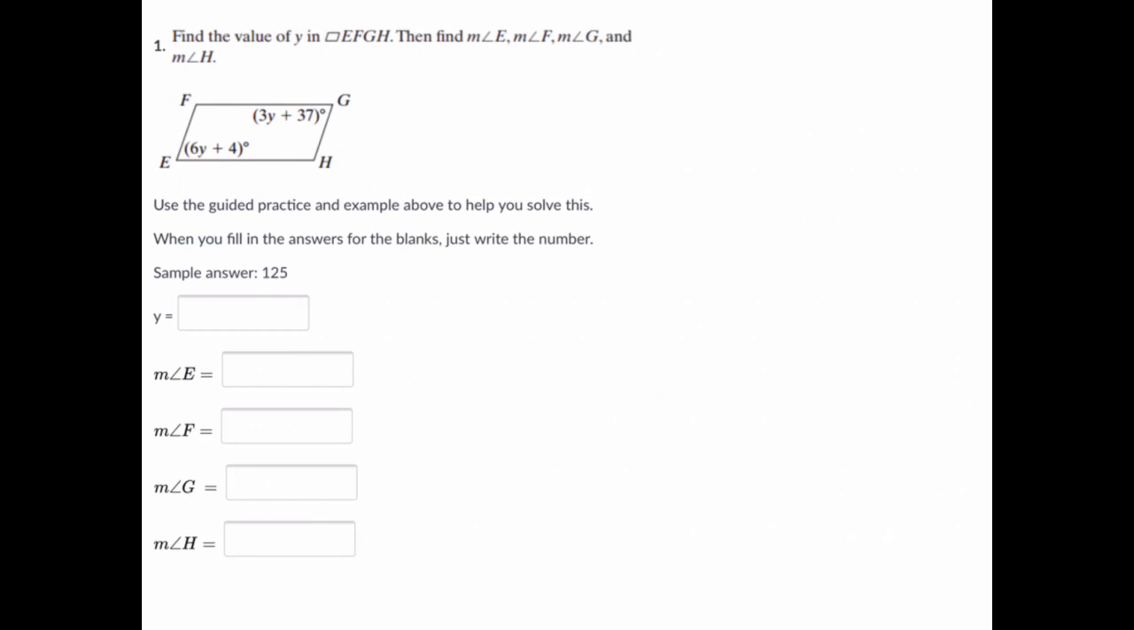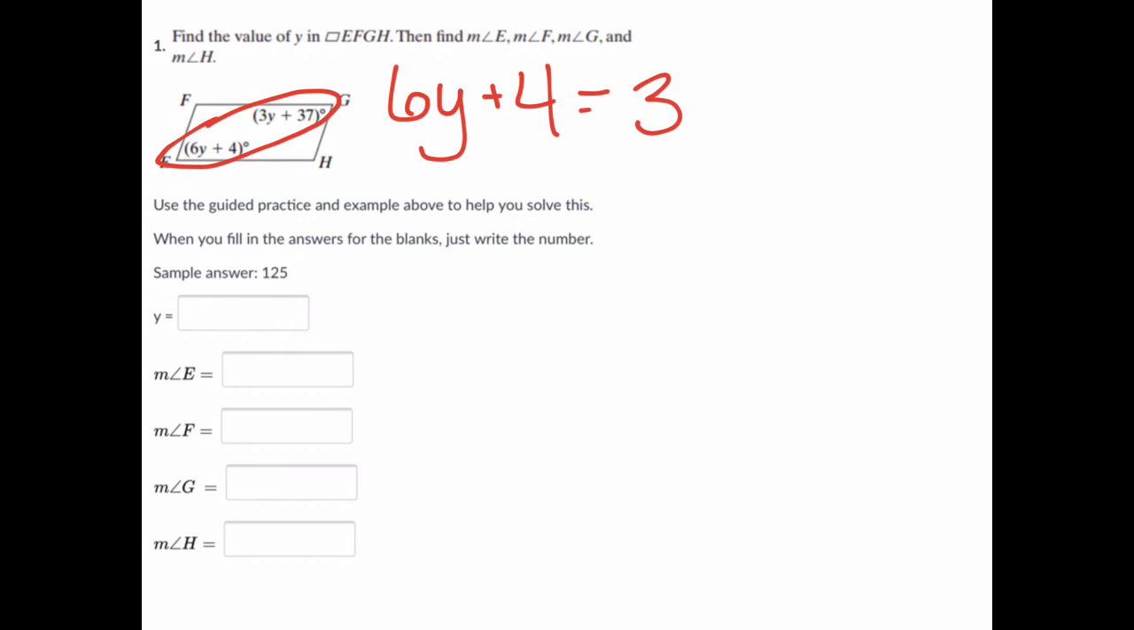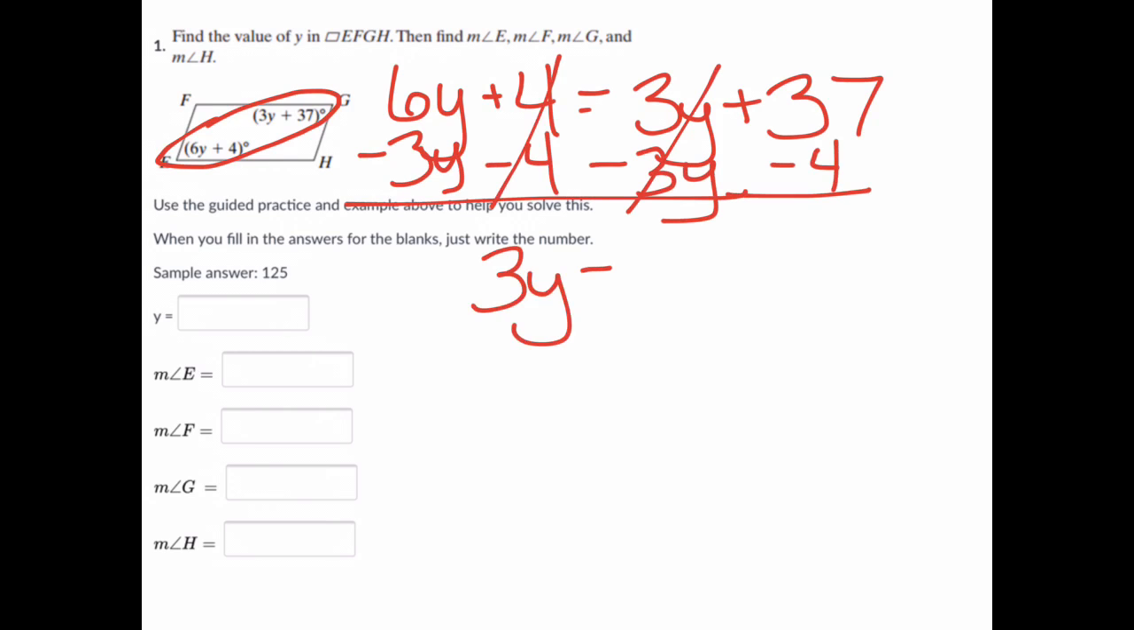All right, this is one of the questions from your assignment, and it says, find the value of y in quadrilateral EFGH. Then it wants you to find the measure of angles E, F, G, and H. So they've given us opposite angles here. And in a parallelogram, we know that opposite angles are congruent. So we can set 6y plus 4 equal to 3y plus 37. And then we can use our algebra to solve for y. And what we get is that y equals 11.